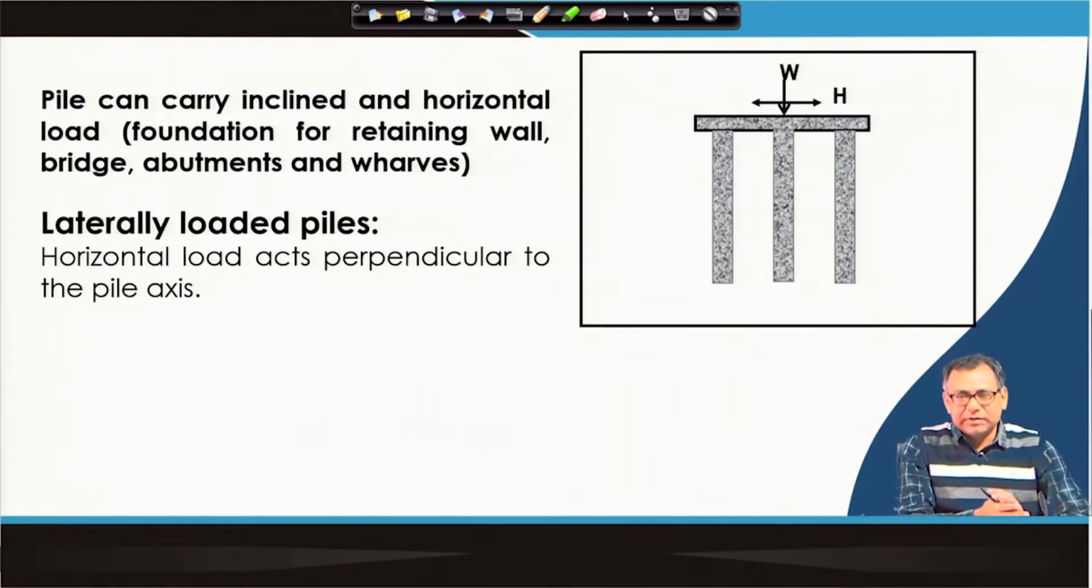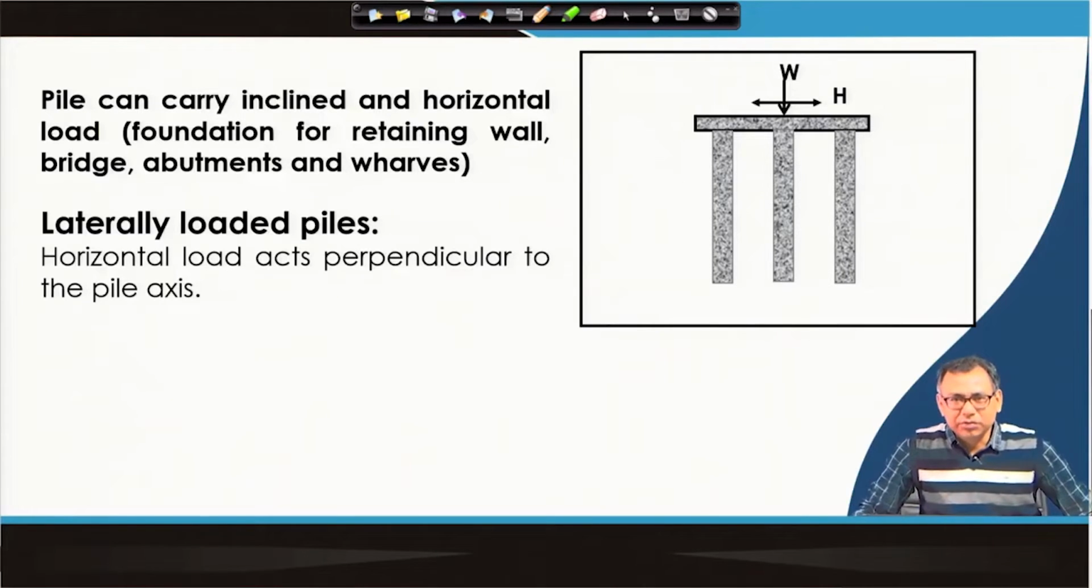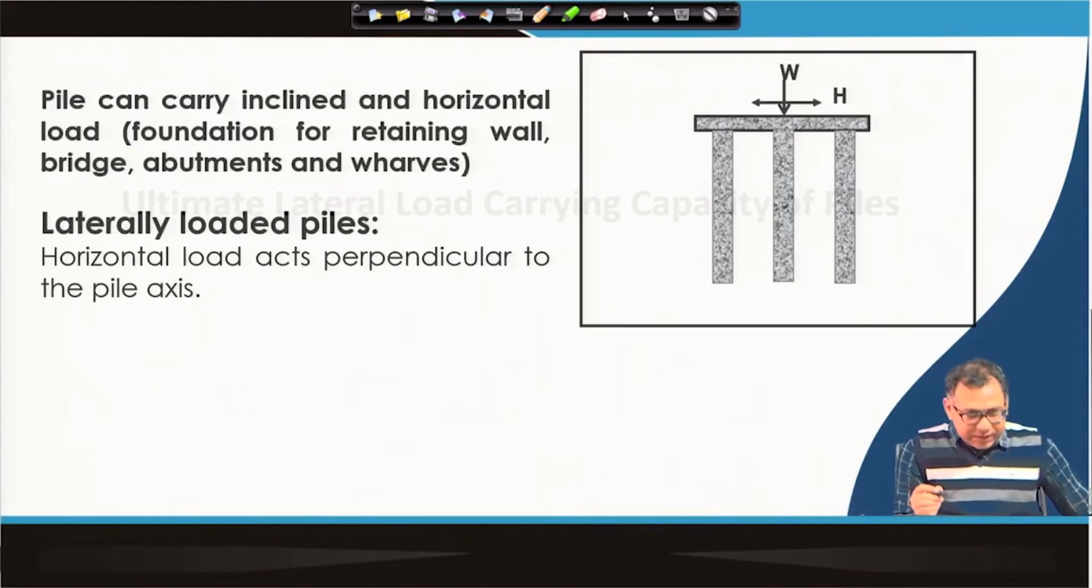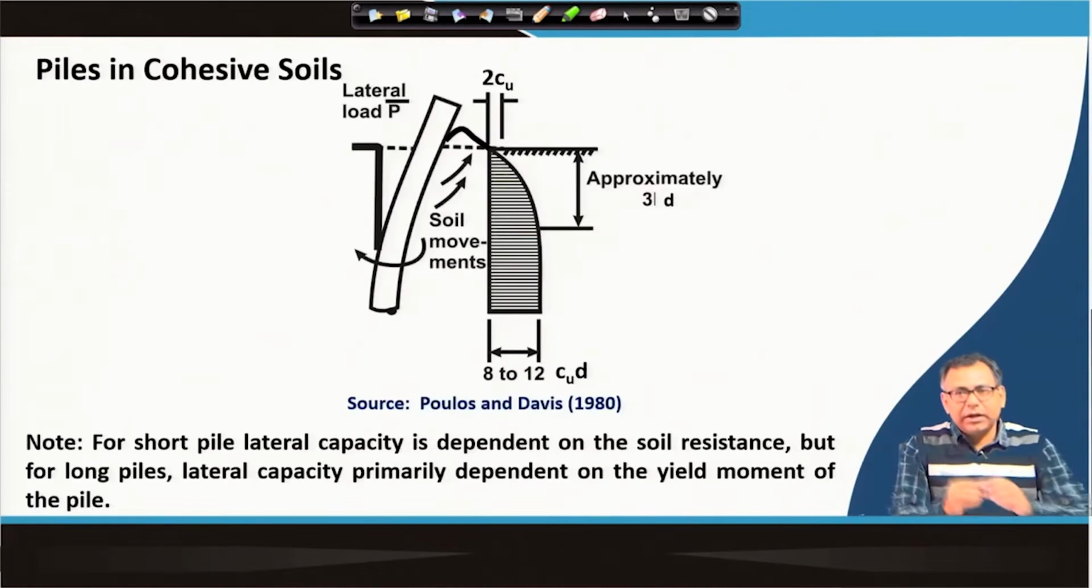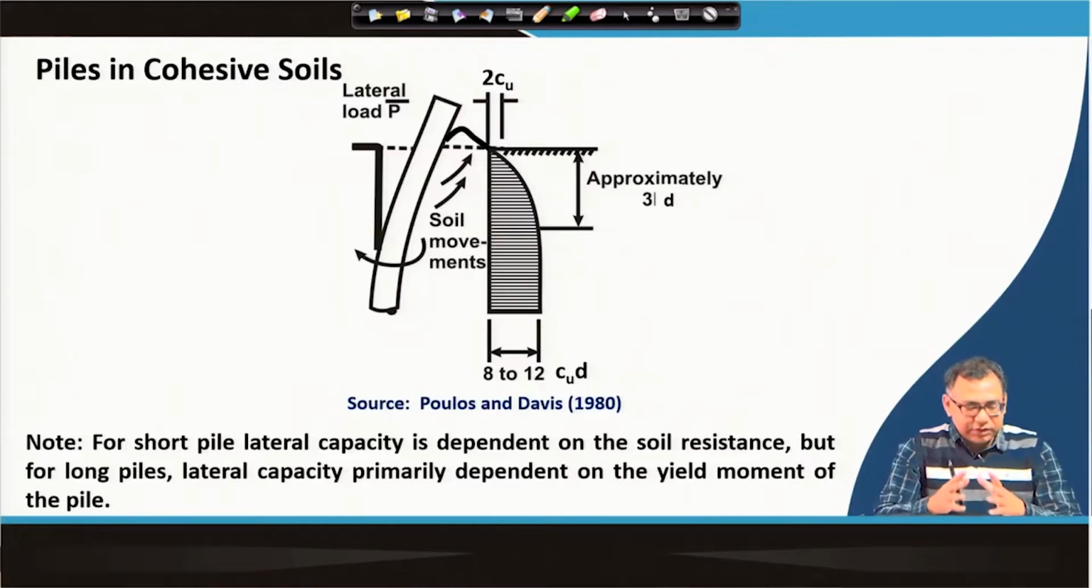So, the application areas: the pile under compressive load is very common, then under lateral load there are retaining walls, bridges, abutments, waves, and then uplift for tall structures or for towers, where uplift load can act on the pile. First I will discuss the pile under lateral load, and first the ultimate lateral load carrying capacity of piles. I will discuss it in two types of soil. The first one is cohesive soil, and the second is cohesionless soil.